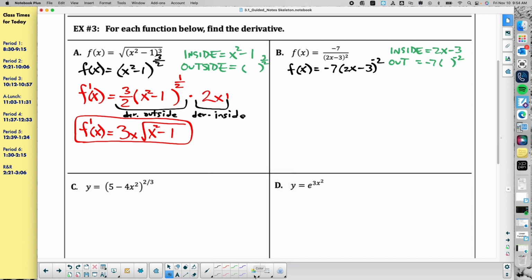Can you not distribute the -7? Nope. Because the power is on that parentheses, the 7 just stays out front because it can't go in the parentheses unless it's the first power.